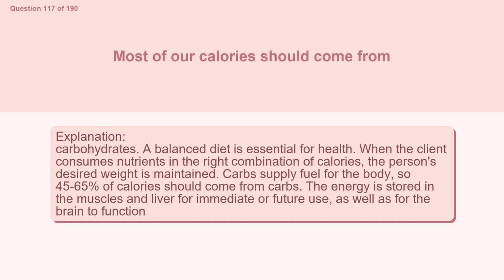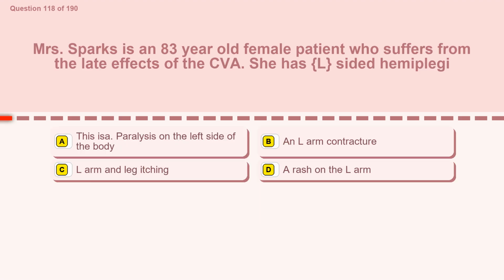A balanced diet is essential for health. When the client consumes nutrients and the right combination of calories, the person's desired weight is maintained. Carbs supply fuel for the body, so 45 to 65% of calories should come from carbs. The energy is stored in the muscles and liver for immediate or future use, as well as for the brain to function. Question 118.